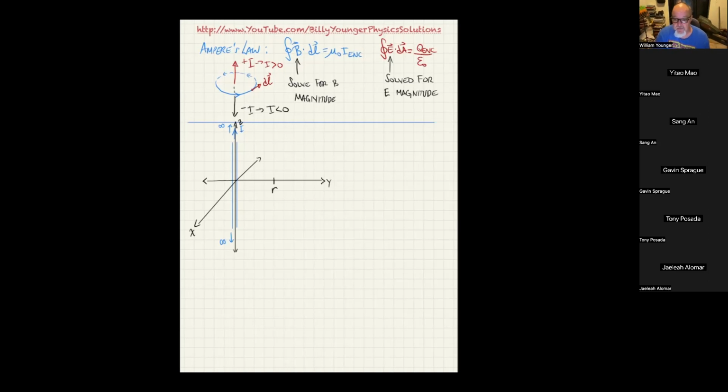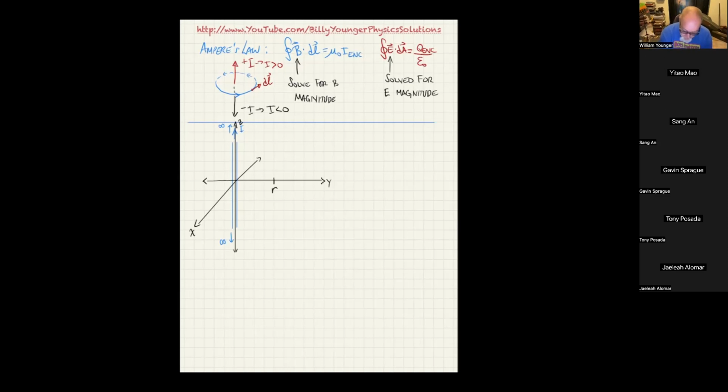Okay, that's the same direction that I want to make my loop and my integral, and it's also the same path that I'm going to follow, because if I choose a constant r away from the center, then the distance away from the wire will be the same everywhere, and that should be the only thing that the magnitude of the magnetic field would depend on.